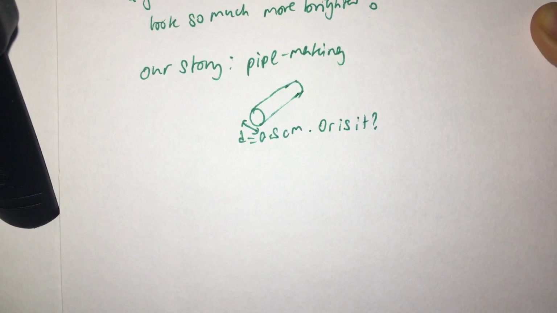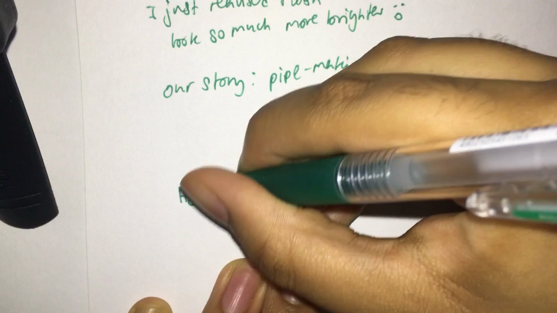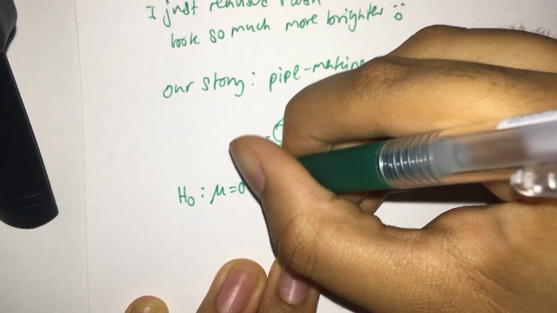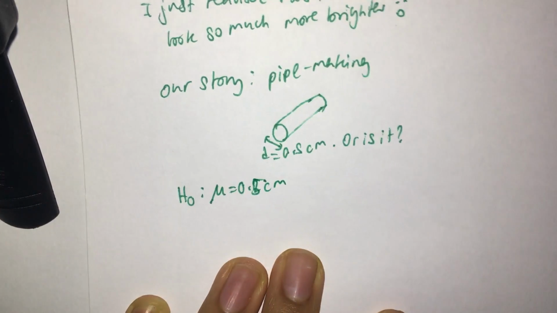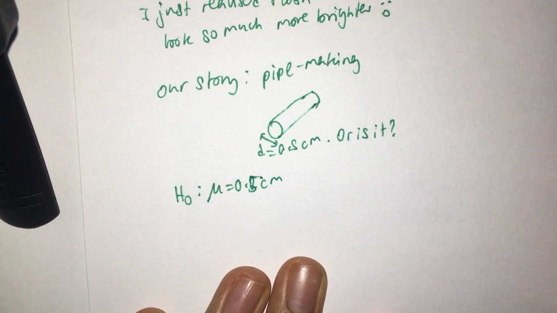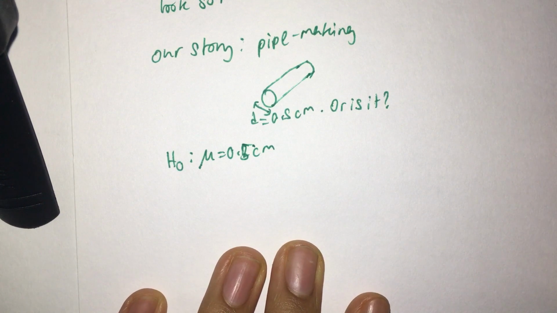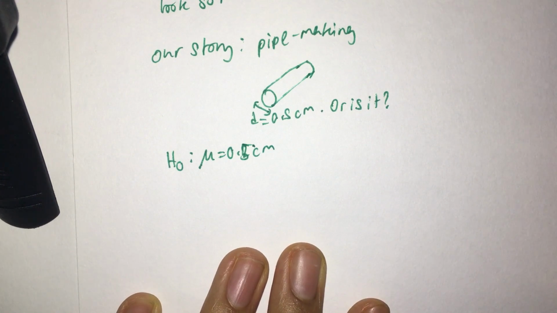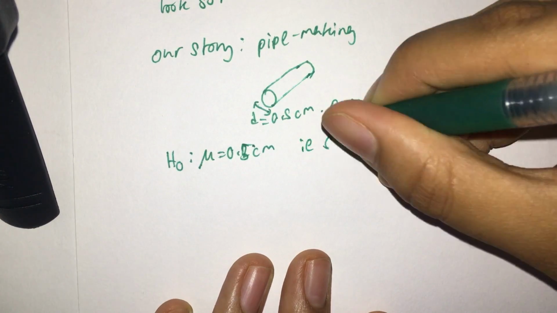And in hypothesis testing, this is called the null hypothesis, which is also known as H0. The null hypothesis is a hypothesis that there is no result that will discredit whatever you said earlier, in the sense. So the null hypothesis is that the mean of the diameters of the pipes is 0.5 centimeters.